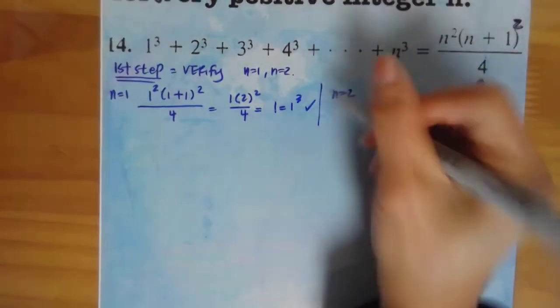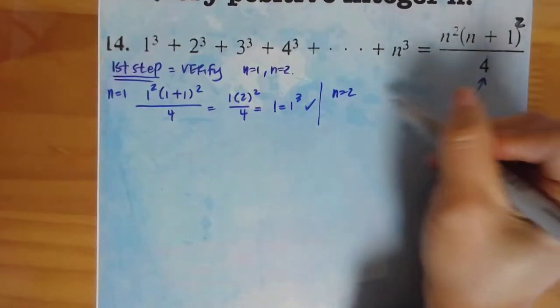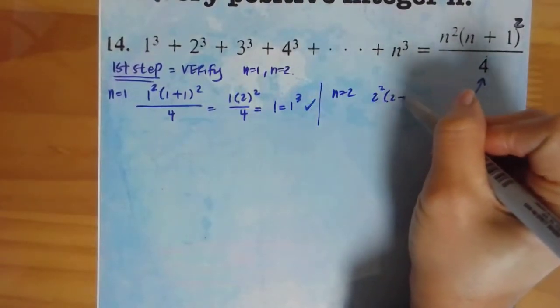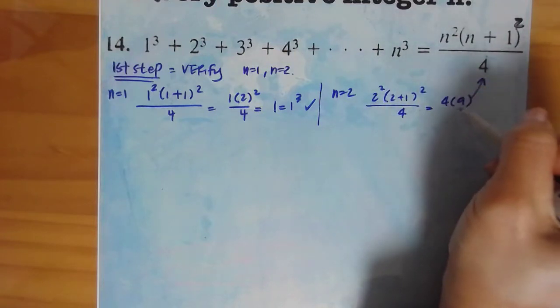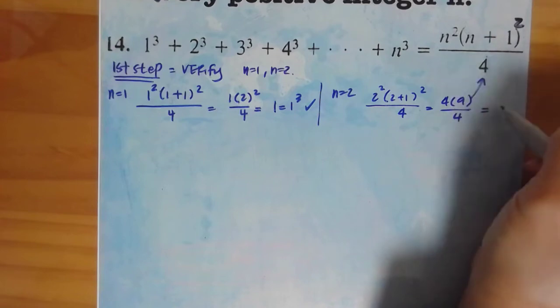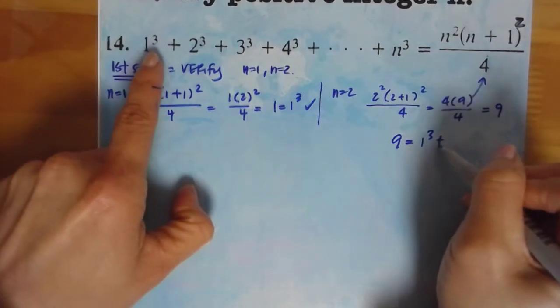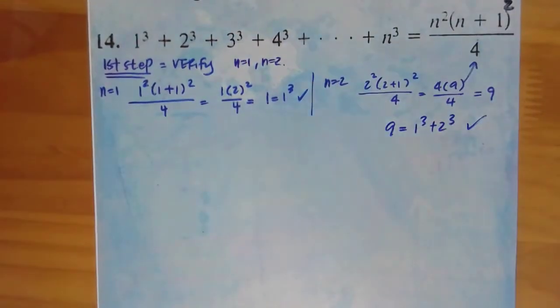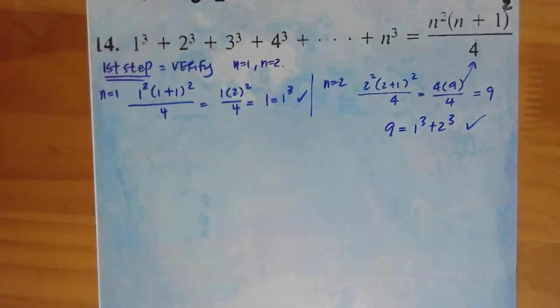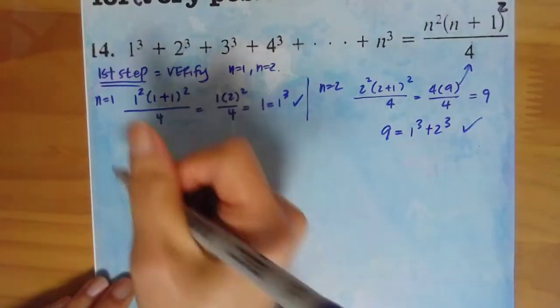So that's actually true. Let's try for n equals 2, okay? n equals 2 means the first 2 numbers. That means it's 1 plus 8, so it should equal 9. Let's try, okay? 2 squared times 2 plus 1 squared over 4, which is 4 times 9 over 4, which is 9, because it's 36 over 4. And does 9 equal 1 cubed plus 2 cubed? Yes. So we know that this formula is good. Okay, so now we've done the first step already. Isn't this magic, guys? Okay, it's so cool.